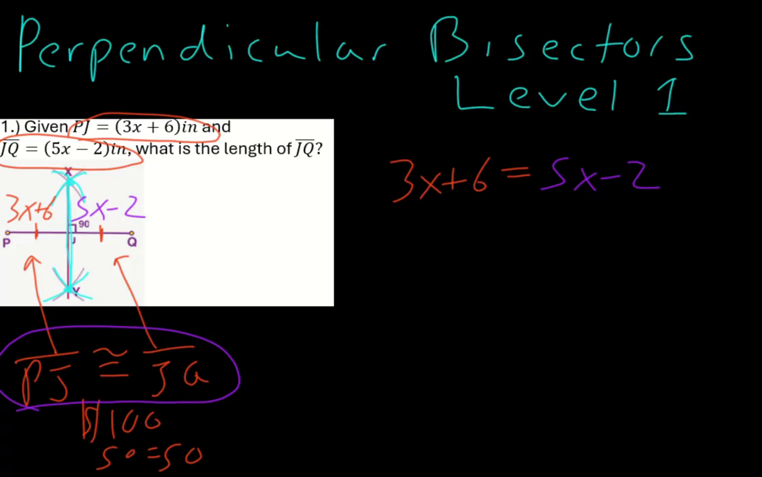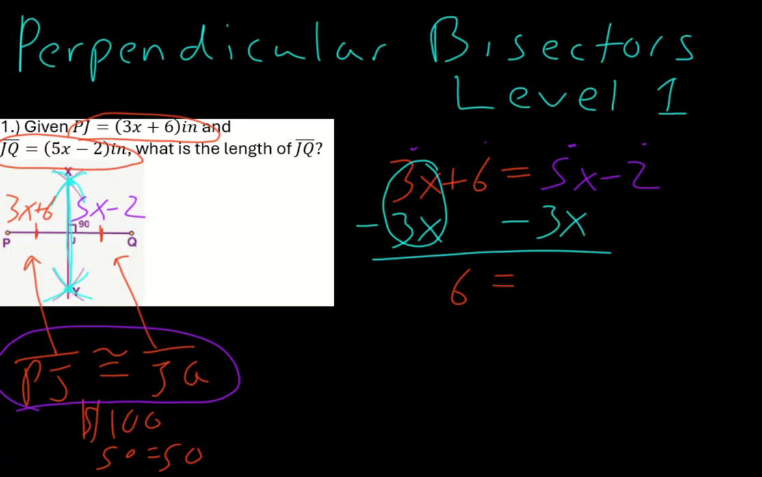And so the question I would ask you is, what should we move first? Our variables or our constants? What do you think? And of course, we should always move our variable, and specifically, we want to move the smaller variable. So let's go ahead and do minus 3x. What we do to the left, of course, we want to do to the right, minus 3x. We circle our zero pair. And now we have 6 is equal to 5x minus 2.